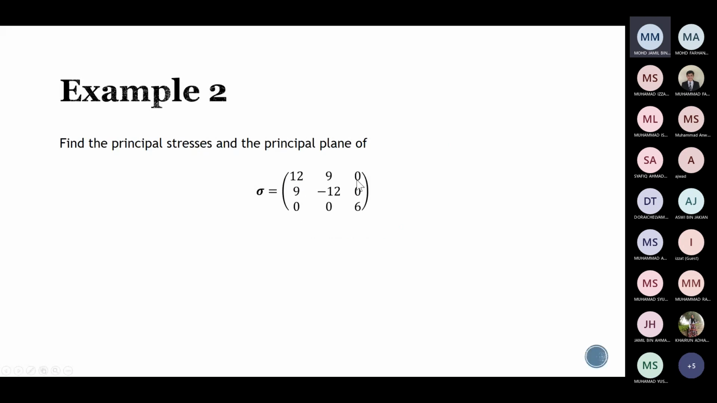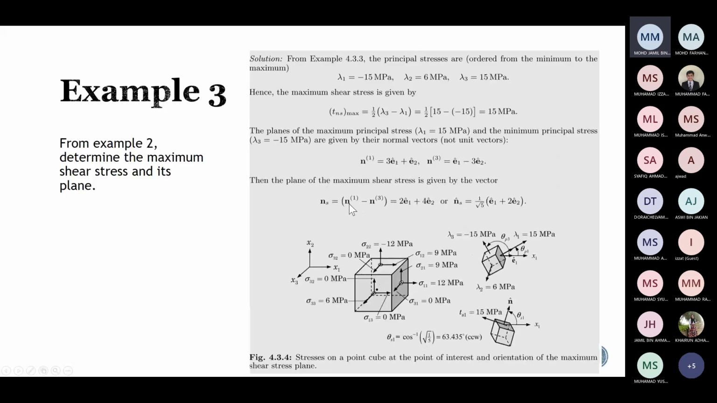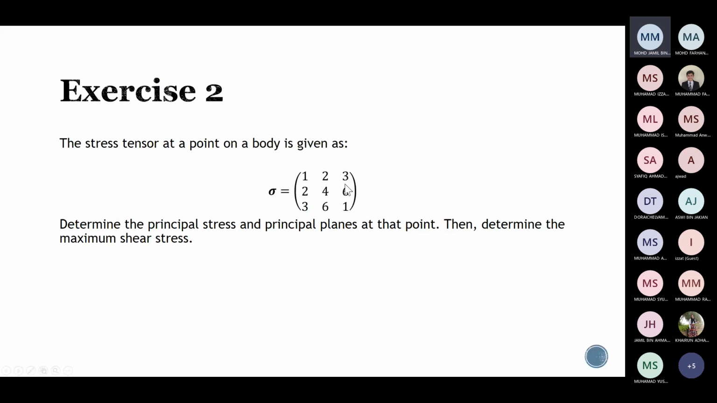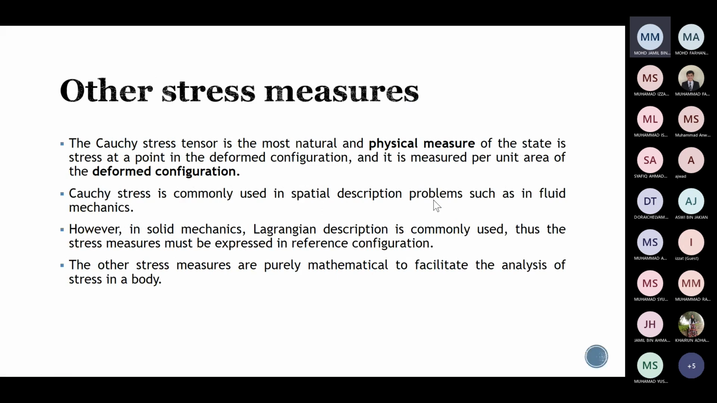When you have more zeros in the stress tensor, calculating the eigenvectors is a lot easier compared to having this. So you can try to calculate the principal stress and planes using Symbolab or MATLAB, okay? And then determine the maximum shear stress using the formula just now. Okay, so that's about the Cauchy stress tensor and the principal stress and principal planes.